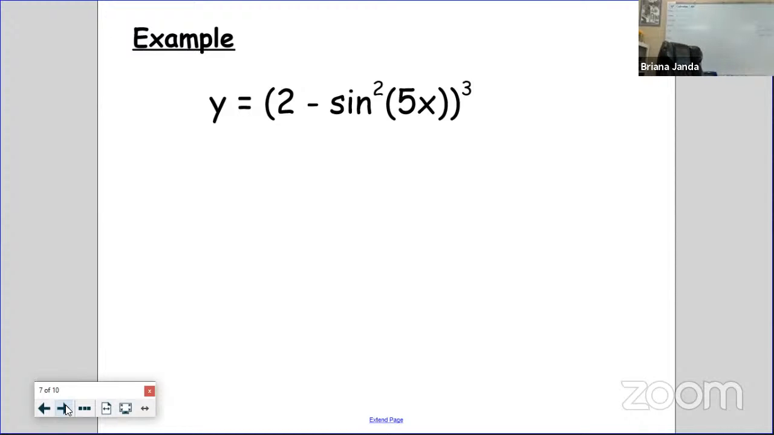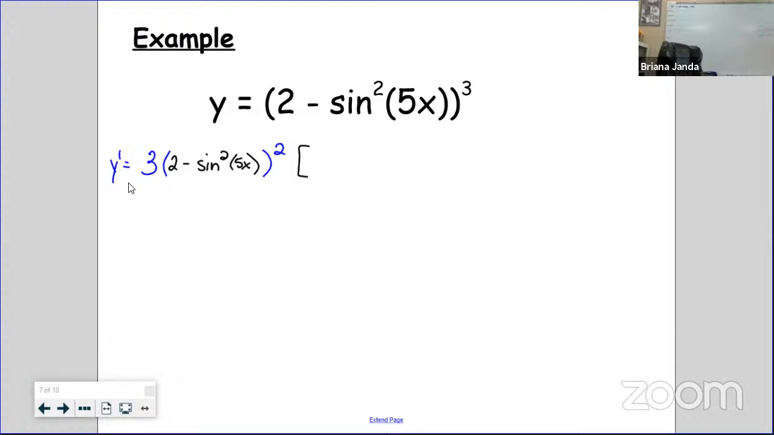Okay. I feel like we can all answer this question. What is the outermost layer? X cubed. Let's start there. Derivative of the outermost layer, 3x squared. Okay. Now, the inside of that is not going to change. So that 2 minus sine squared of 5x is not changing, right? Chain rule. So I did the outermost function times the derivative of the next layer, which would be our inside function.